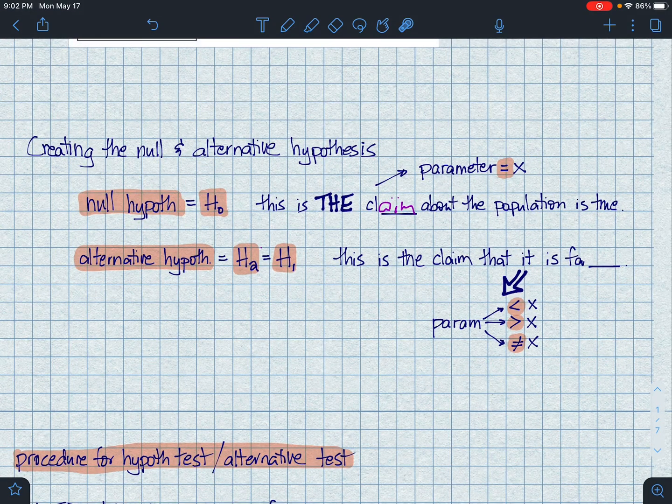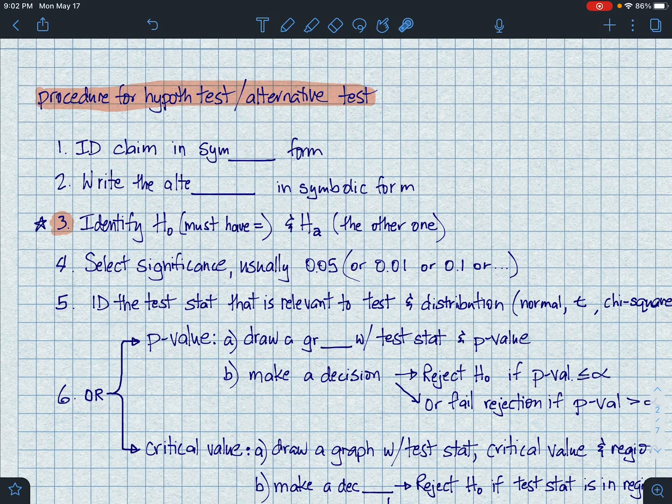So here's an example. I guess we'll do the example after we go through all the different procedures that we do for what we call the hypothesis test and the alternative test. It's kind of one and the same. Number one, identify the claim in symbolic form. So write it out using an inequality. Then write the alternative in symbolic form. Next, you're going to establish what is the null hypothesis, and remember that has to have the equal sign. Whatever the other one is, HA, that will be the alternative test.